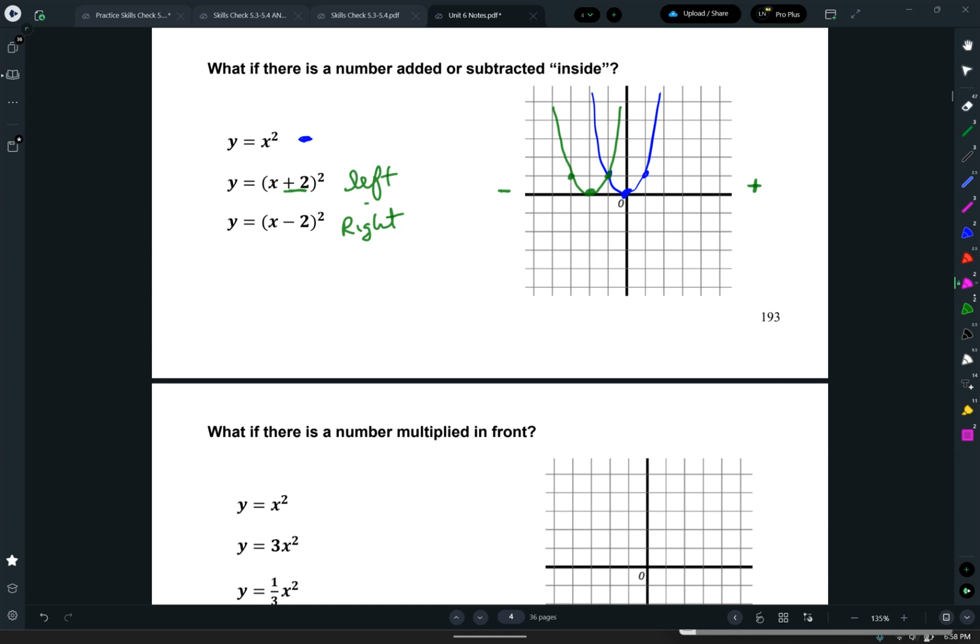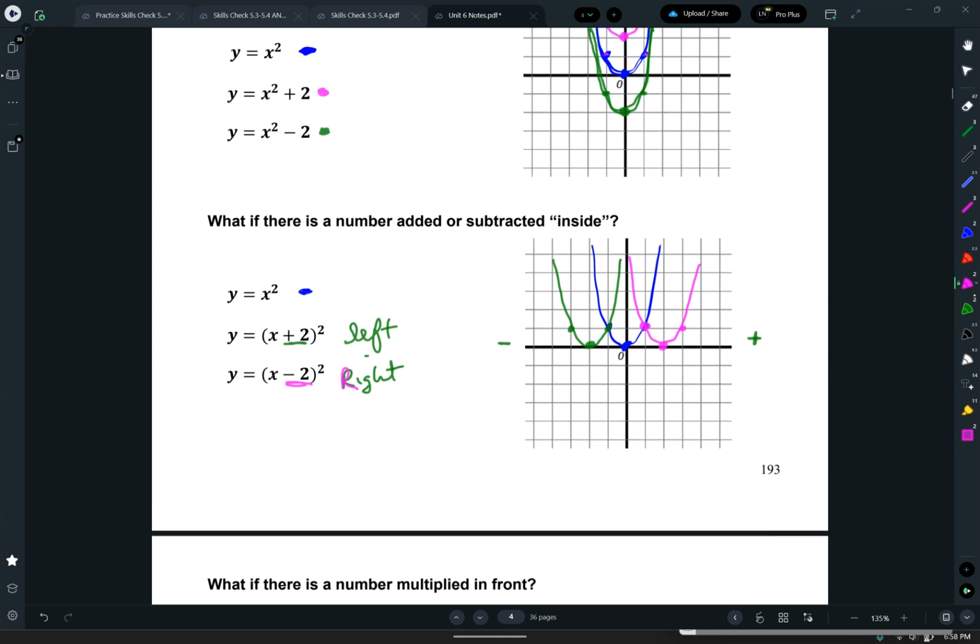I guess I should color code that one. Say -2, it's going to go to the right. So from the origin, it's going to go to the right too. Again, still have the up 1 over 1. So it's going to be this basic shape. So hopefully all of those parabolas look like the exact same shape. They're just shifted either to the left or to the right.